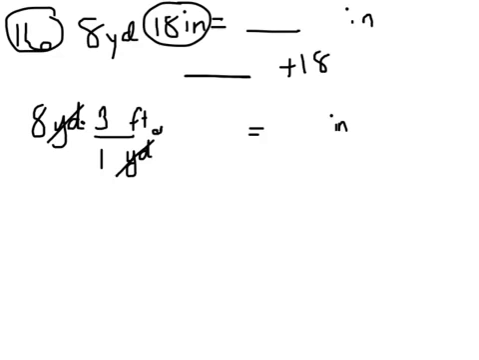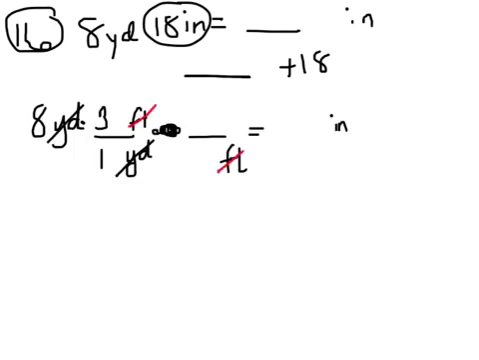I've got yards over yards canceled out, they're gone, but I have feet and I need inches. So I want to get rid of the feet, and in fractions, the way you get rid of things is if it's on the top. If you had one on the bottom, they would cancel out, right? So that's what I want to have happen.